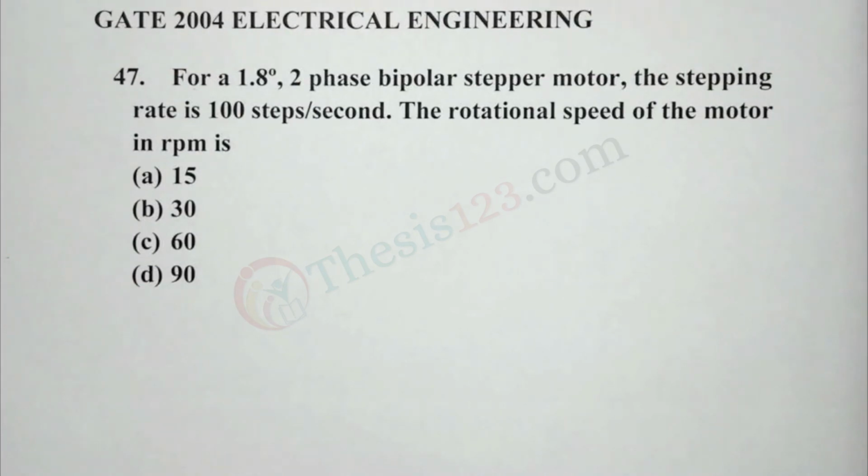Here's our next question, number 47. For a 1.8 degree two-phase bipolar stepper motor, the stepping rate is 100 steps per second. The rotational speed of the motor in RPM is. So we have to find out the rotations per minute. We have been given 100 steps per second. Let's begin by writing down what's given and then we'll proceed.